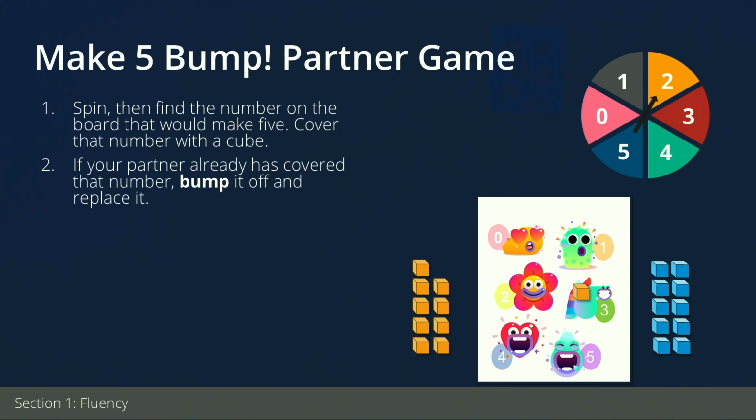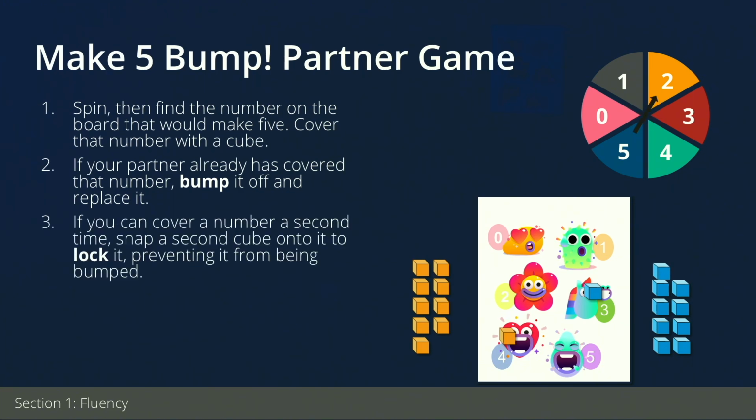Then another partner spins, maybe they spin on the same number. So they figure out, oh, I have to do 2 plus 3, that would equal 5. If there was already one cube on there, they can bump it up and replace it with their cube. Then the students keep going. If they spun again and landed on 2, then they would put their second cube on 2, and there they can clip those cubes together, and that locks it. That prevents it from being bumped.